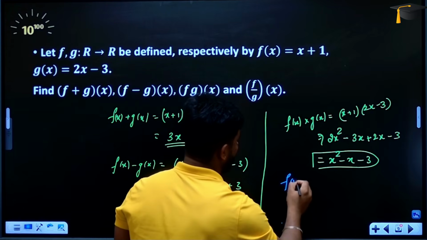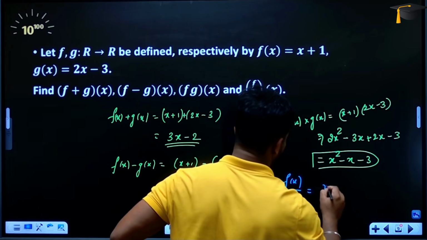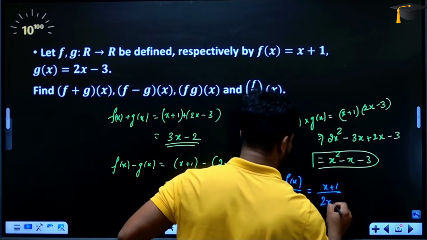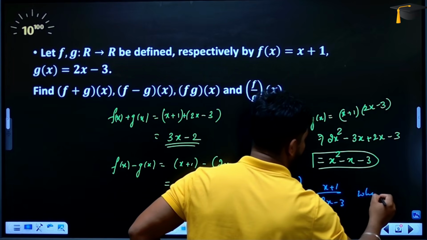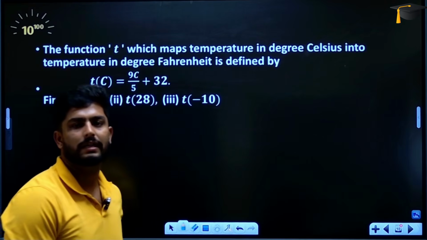Next, f of x divided by g of x. So when you do f of x by g of x, it is x plus 1 divided by 2x minus 3, where 2x minus 3 is not equal to 0. Writing that is enough. That's all. You will get 3 marks here.